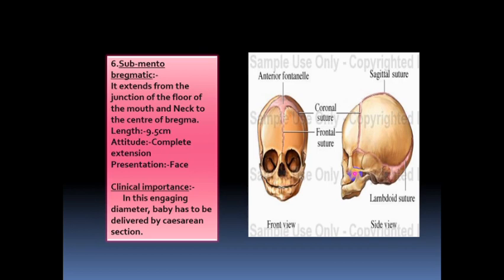If the fetal head undergoes further extension, leading to complete extension of the fetal head, then the presenting diameter is submento-bregmatic, which is the diameter extending from the junction of the floor of the mouth and neck up to the anterior fontanelle. From the anterior fontanelle to the junction of the floor of the mouth and the neck, and this is what is called the submento-bregmatic.